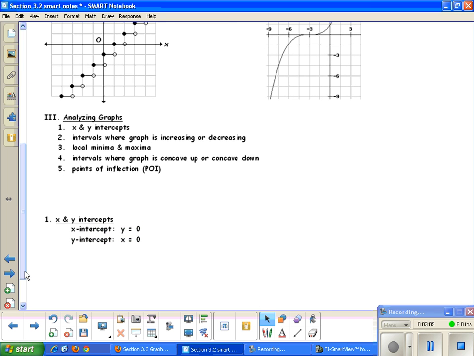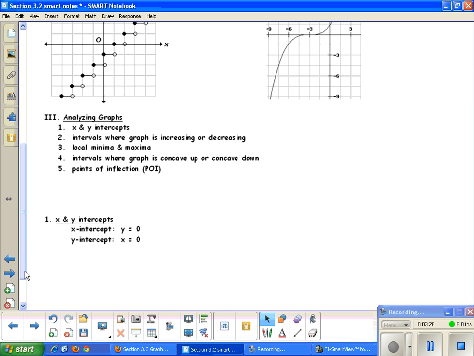For the next part, we're going to talk about analyzing graphs. So all these 5 steps that we have right here are what we're going to be eventually doing. So the x and y intercepts, interval where the graph is increasing or decreasing, local maxima and minimum, intervals where the graph is concave up or concave down, and we're going to talk about points of inflection.